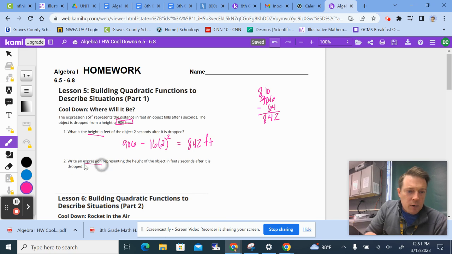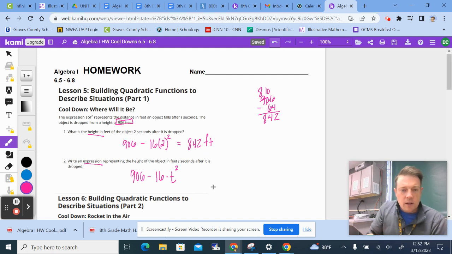So we have to write an expression that represents this if we're just going to call it t seconds instead of 2 seconds. So all we've got to do is replace our 2 with a t. And that would be, it's 906 feet to start, take away 16 times t squared. And whatever t is, you plug it in there, multiply it out, subtract it from 906, and it will tell you the height at which that object is at that moment t, for what you plug in.